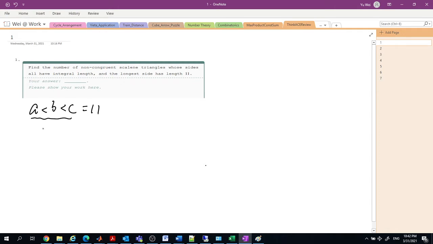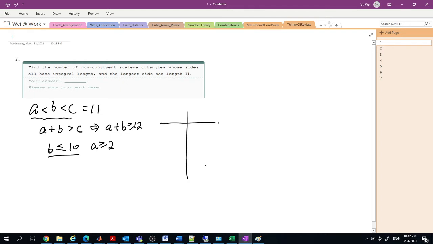In this case, we only need to satisfy the triangle requirement, A plus B is greater than C. That means A plus B should be greater than or equal to 12. Since B is less than C, B is less than or equal to 10. Then A should be greater than or equal to 2. Then let's build a table.